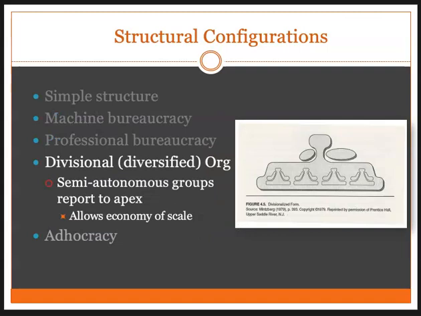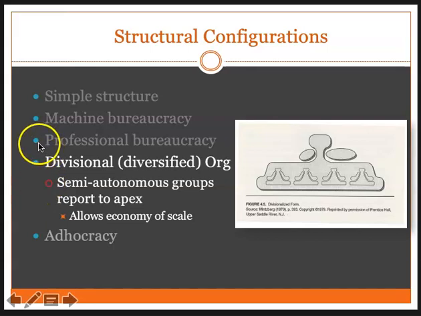So building on the professional bureaucracy model, this divisional organization or diversified organization basically takes the professional bureaucracy and scales it into multiple units of that professional bureaucracy. So let's say things like the California State University system.